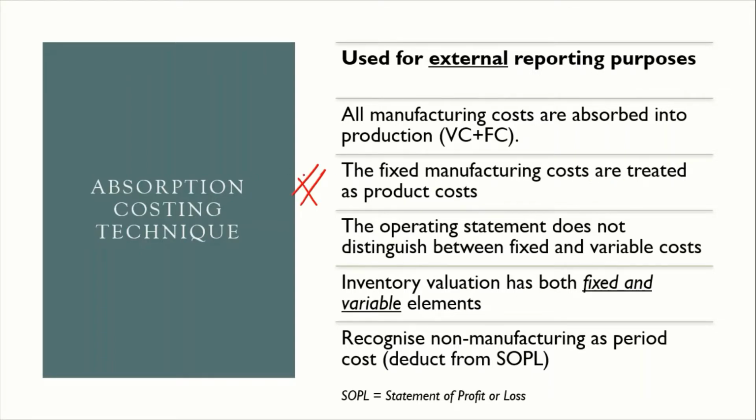So this is important for you to remember, because between those two methods, the difference is how they treat the fixed manufacturing cost. The operating statement does not distinguish between fixed and variable costs because it includes both. Inventory value has both fixed and variable elements.